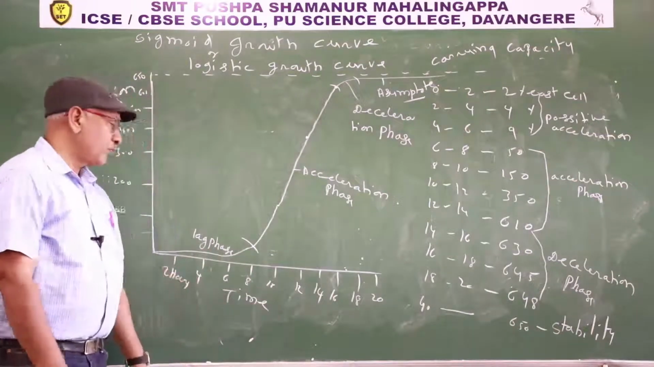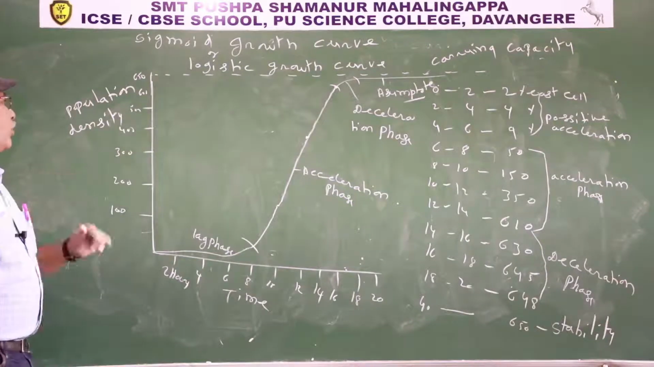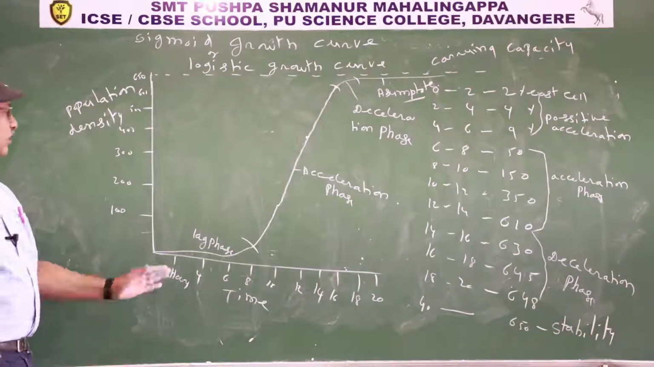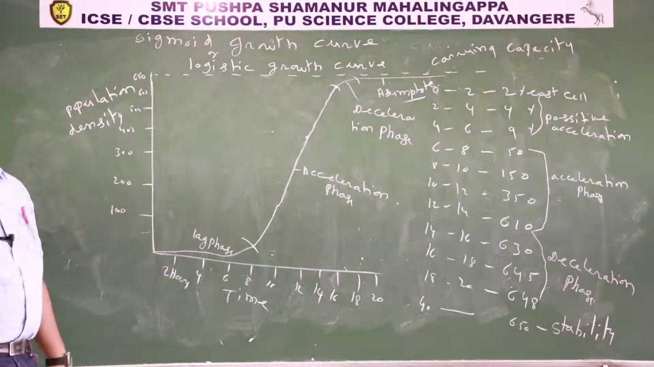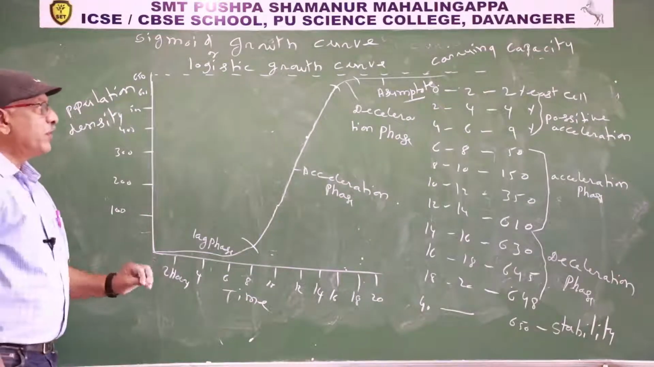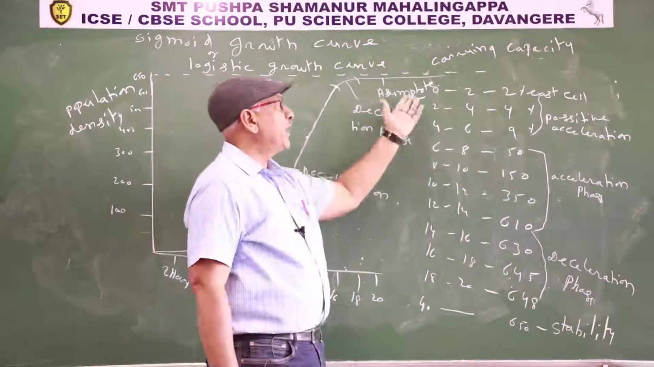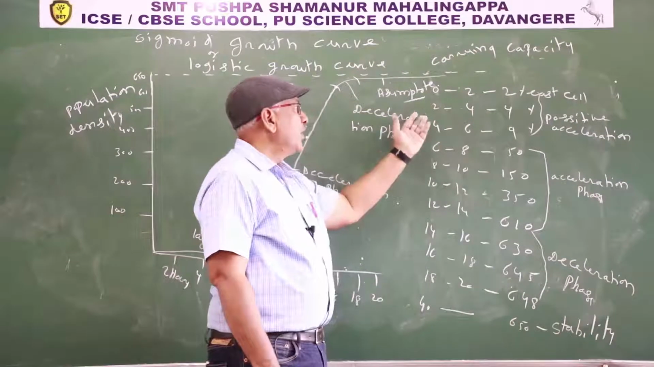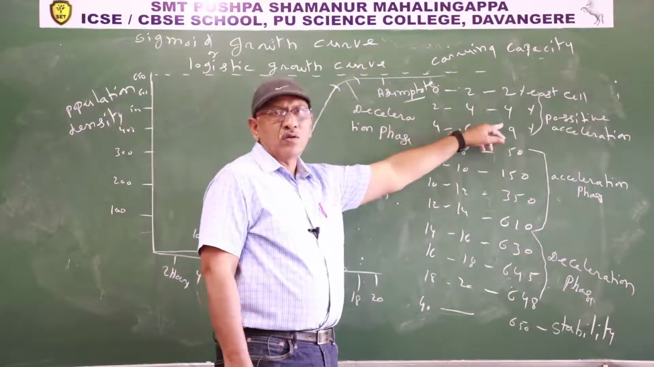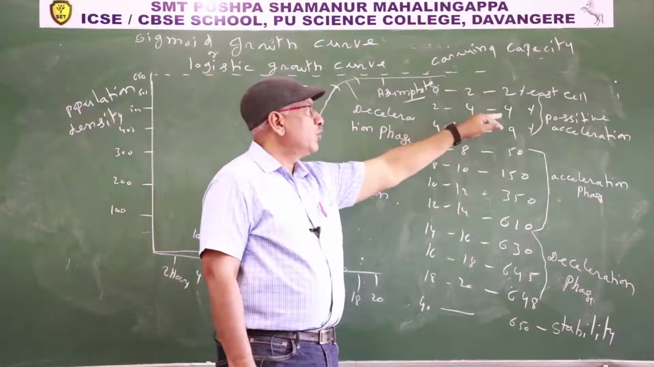Time on x-axis, population density on y-axis. First we discuss one example. That example is yeast. They kept one yeast cell in the laboratory. After 2 hours, 1 becomes 2. Next 2 hours, 4. 1 becomes 2, 2 becomes 4.